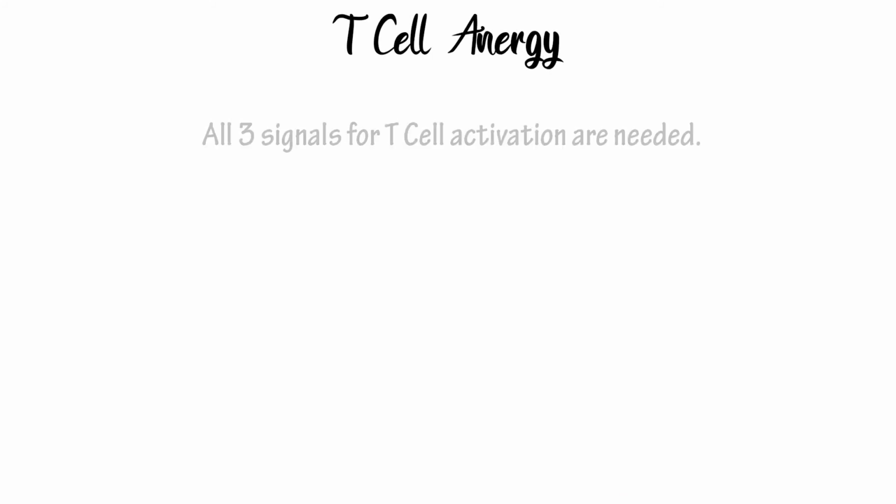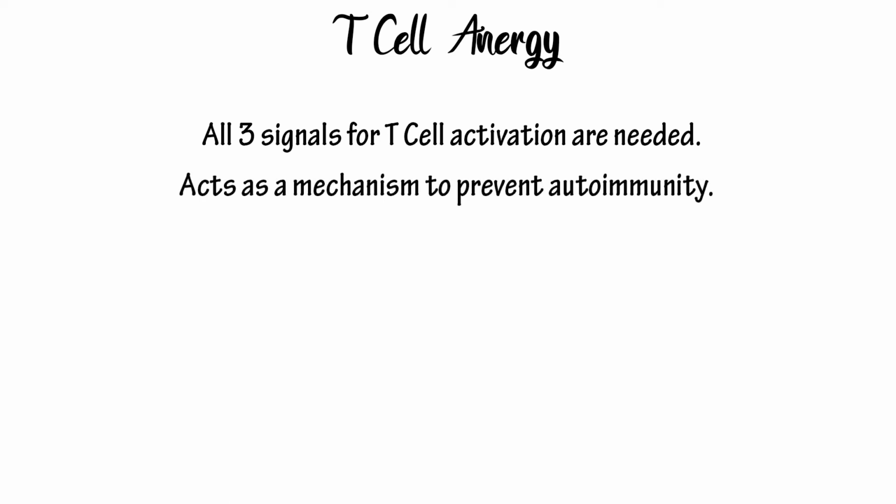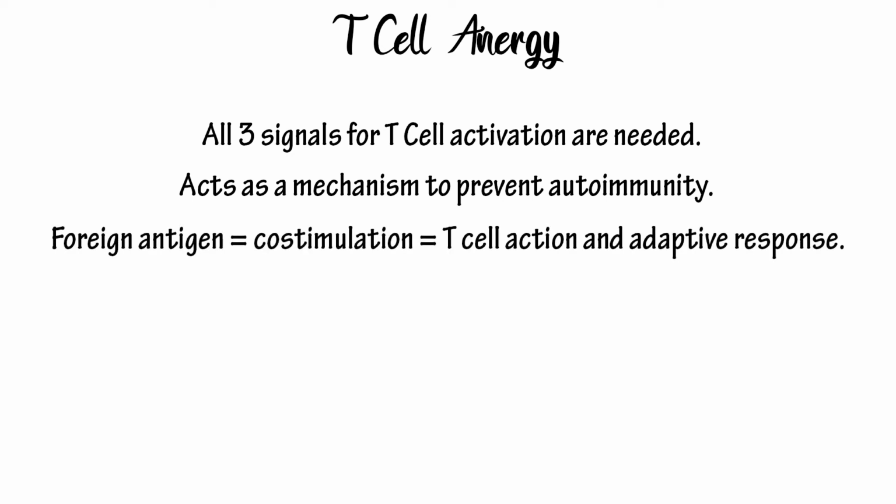One thing to bear in mind when it comes to T cell activation is that we need all 3 signaling steps to happen. The activation signal, the survival signal, and the differentiation signal are all needed. This is to prevent the immune system attacking itself, because the antigen presenting cells can also present self-peptides, and this is why we need the co-stimulatory molecules. Just think foreign antigen equals co-stimulation equals T cell activation and adaptive response. Self-peptide equals no co-stimulation equals no T cell activation, as we don't want the body to attack itself.